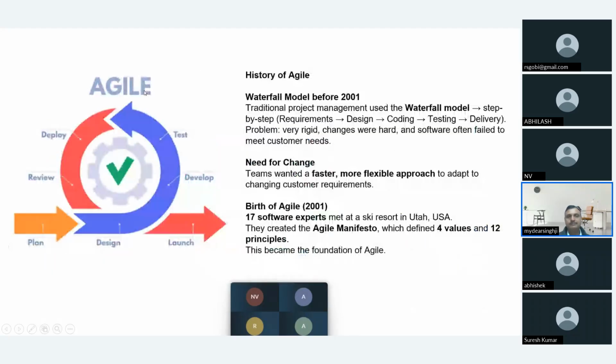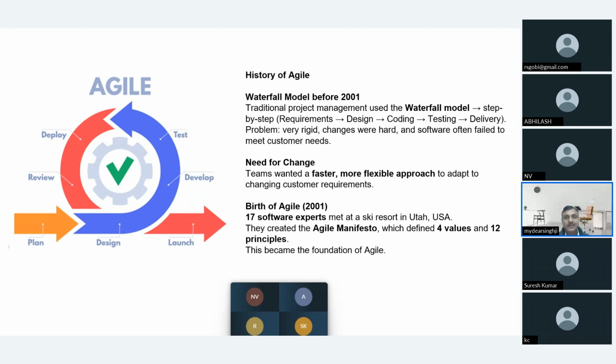Next is the history of Agile. Guys, before 2001, all projects were developed and delivered in the traditional way, step-by-step development. Once the design is complete, then the coding is complete, then the testing is complete, then the delivery happens. The problem is that this is very risky. Once the design is done, only then does the coding start. Once the coding is done, only then does the testing start. This was the approach inside Waterfall.